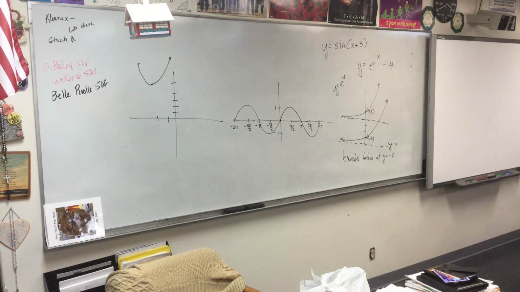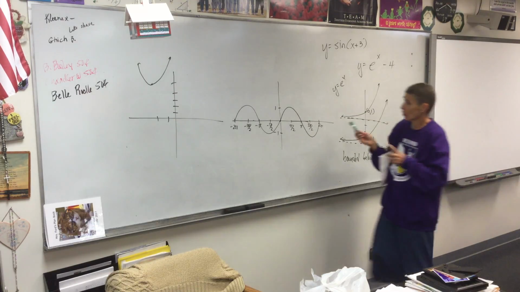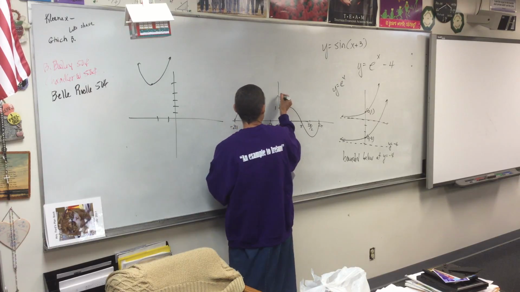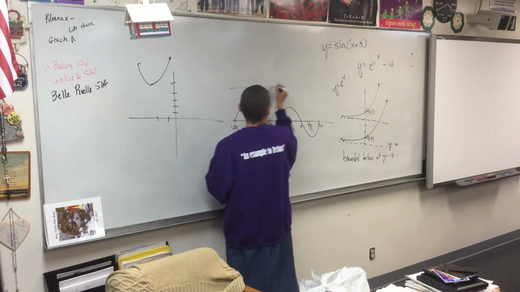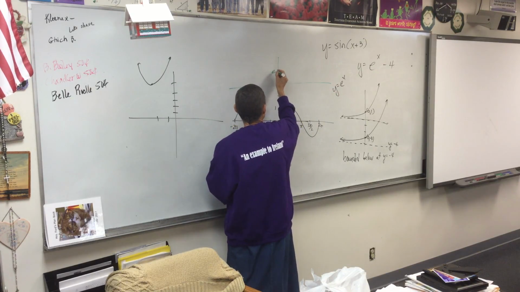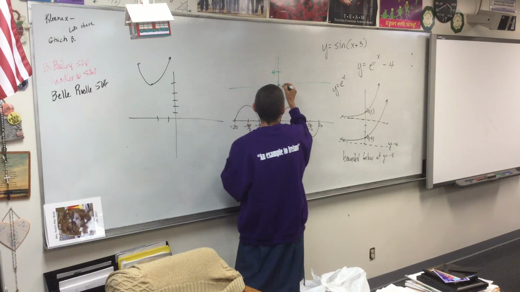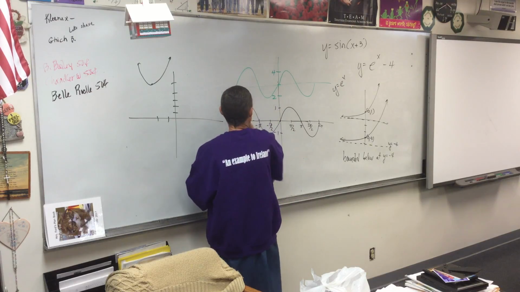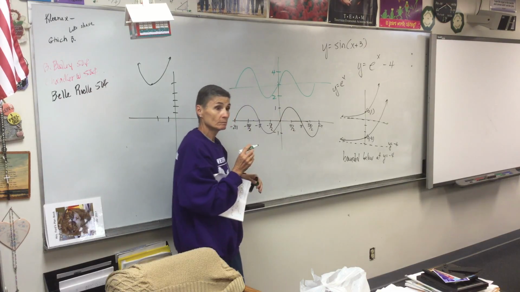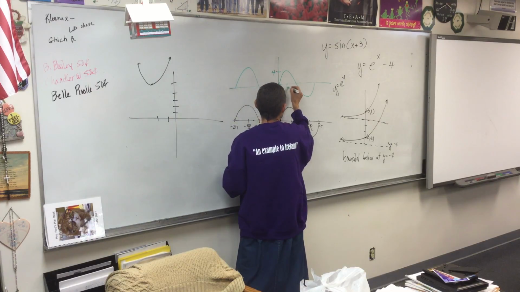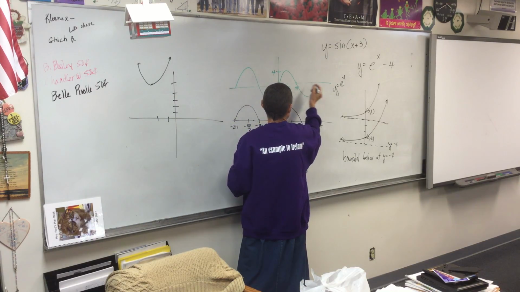Move it up 3. So instead of oscillating across the 0 line, we're coming up here to 3, and that's where we're oscillating. So would you agree that we are oscillating between 2 and 4 instead of -1 and 1? Now, these labels haven't changed. These are the same.